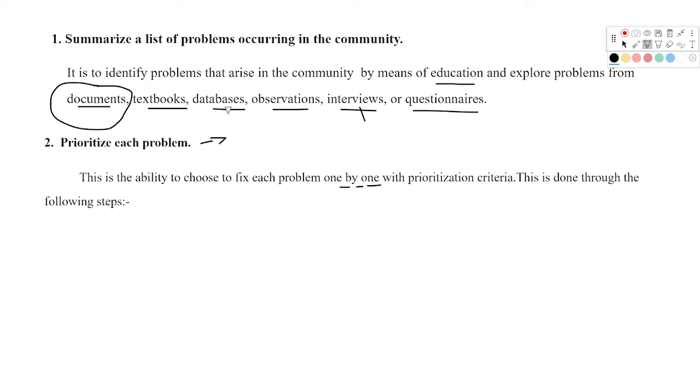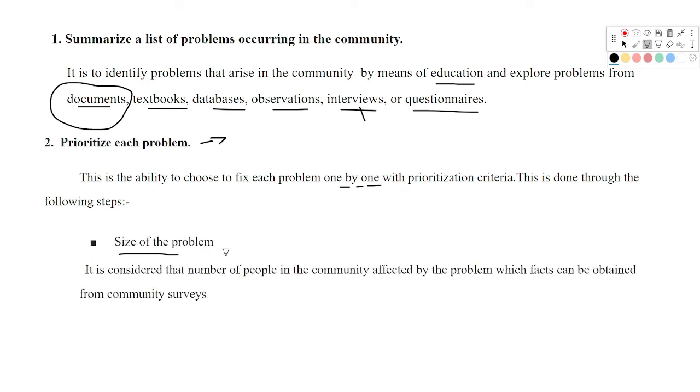And for you to do that, this problem solving is done through the following steps. So the first step is the size of the problem, okay? Now it is considered the number of people in the community affected by the problem, which facts can be obtained from the community survey. Now, this means that you need to also understand the size of the problem. How many people in the community are being affected by this problem? Okay, you need to know the number of people in the community being affected by this problem. Okay, so that's what this first point means.